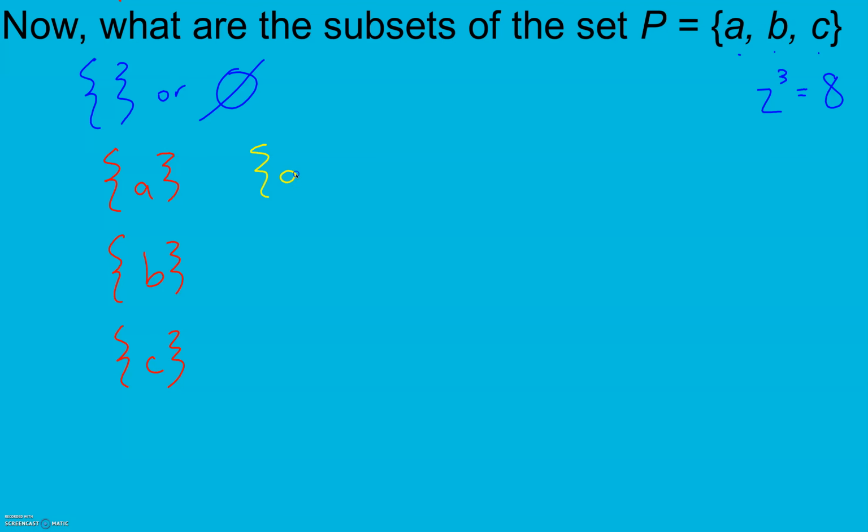I could have A and B. I could have A and C, or I could have B and C. I also could have the set with all of them in it, A, B, C. So another way to think about this, guys, those are my 8 that I need.